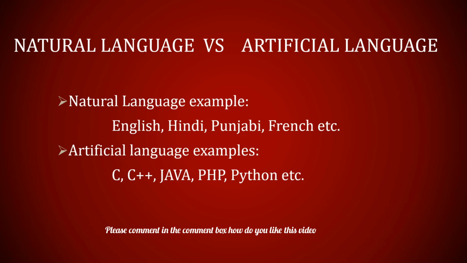There are two things. One is natural language processing, and second is artificial language. So we will discuss what is the difference between natural language and artificial language. Natural language examples are our regional languages like Hindi, English, Punjabi, French, etc. There are many more languages. Artificial language is that language which works with the machine, like C, C++, Java, PHP, Python, etc. These are the differences between natural language and artificial language.